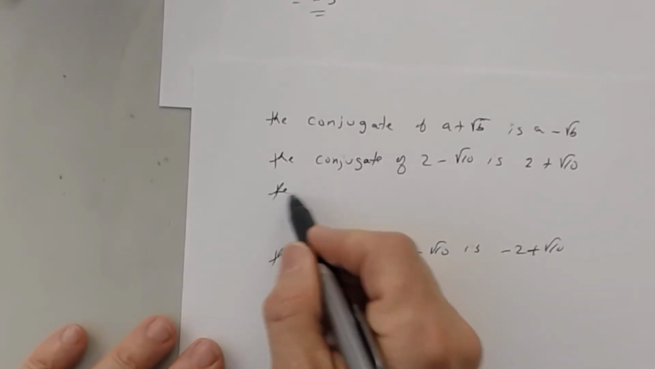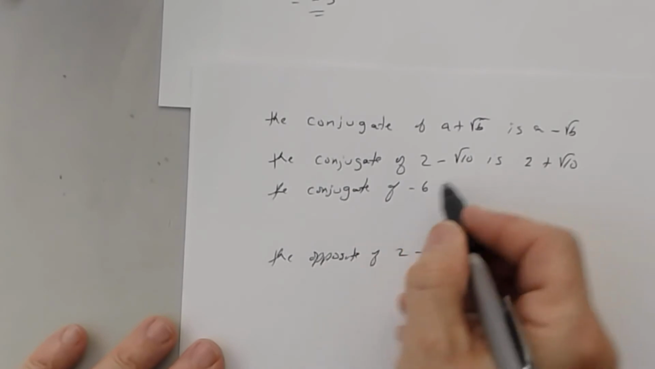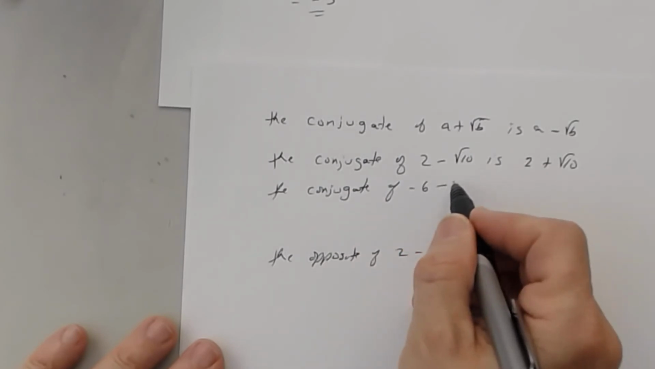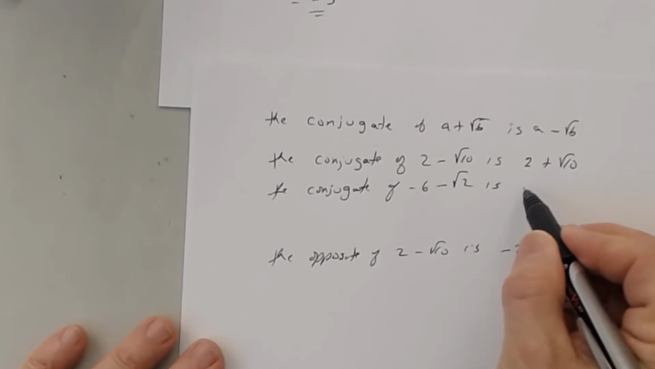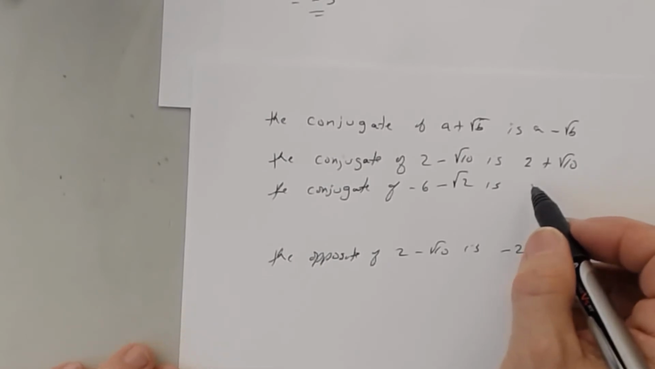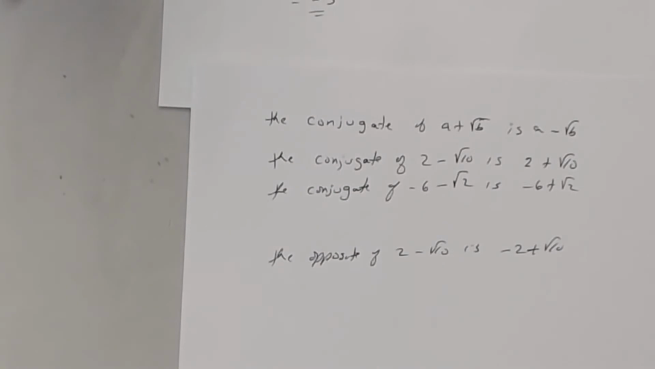So the conjugate of negative 6 minus the square root of 2 is what? No, you're taking the opposite. Negative 6 plus the square root of 2. So the first term stays the same. If you change them all, now you're dealing with opposites, and they're no longer conjugates. They're just opposites now. So that's the idea of conjugate.